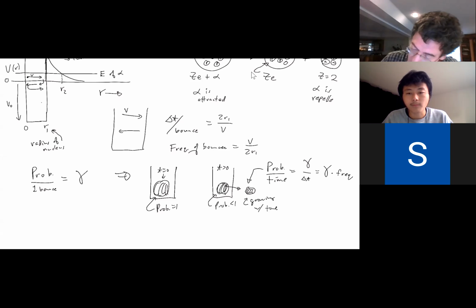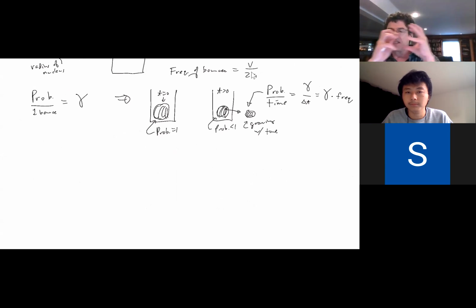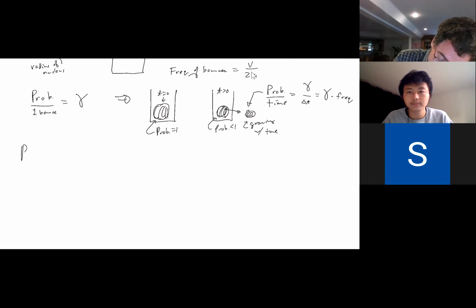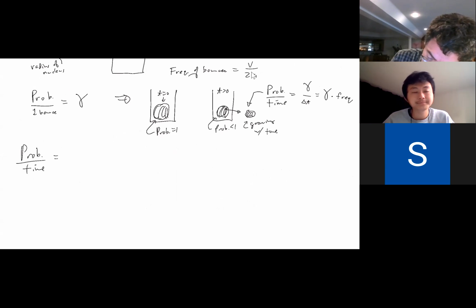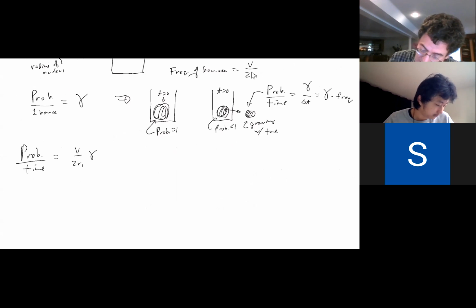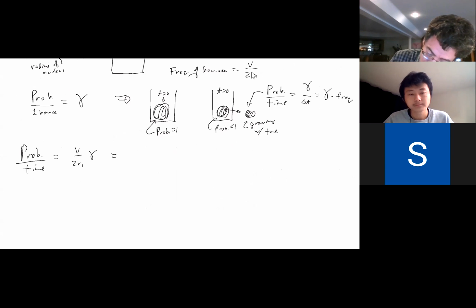So the probability per time for the probability to leave is equal to what did I say? Frequency is going to be V over 2R1 times gamma. And by the same token, that's equal to the rate of escaping.